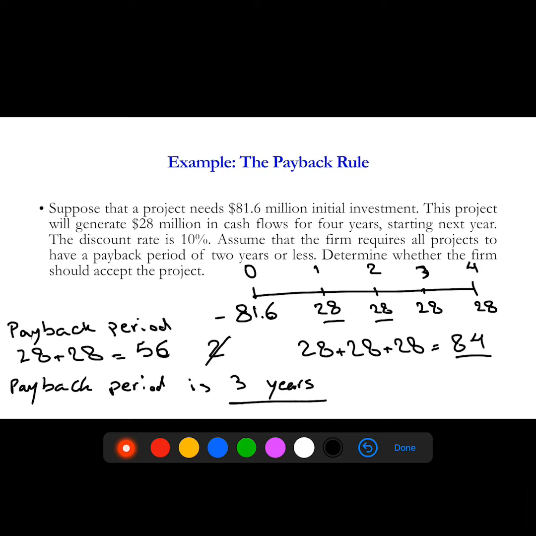So this is one part of our answer, and then the question says, assume that the firm requires all projects to have a payback period of 2 years. So the pre-specified length of time is 2 years. Since this 2 years is less than the payback period that we calculated for our project, we are going to reject this investment.